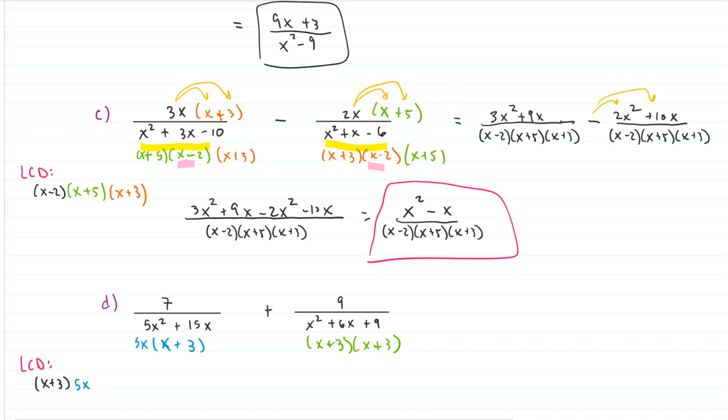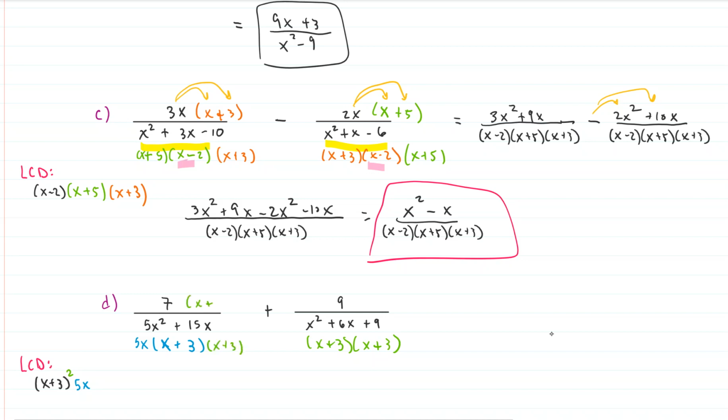Whoa, wait. We need 2 x plus 3s. So let's put a square, because the right one has 2 and the left one only has 1. So we'll have 2 x plus 3s and then multiply by 5x. If we look at the left term, the denominator has the 5x and it has one of the x plus 3s, but we need one more.